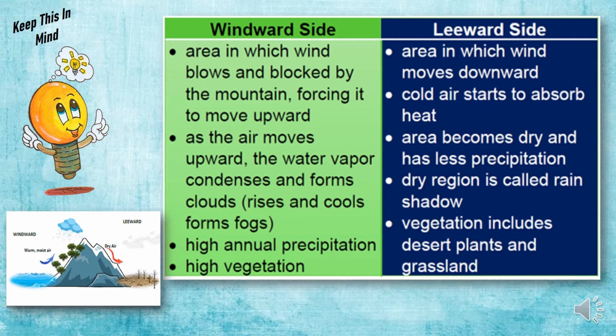The leeward side of the mountain, on the other hand, is an area in which the wind moves downward. The cold air starts to absorb heat, and the area becomes dry and has less precipitation. It is a dry region, and it is usually called rain shadow. The vegetation found on the leeward side of the mountain includes desert plants and grassland.